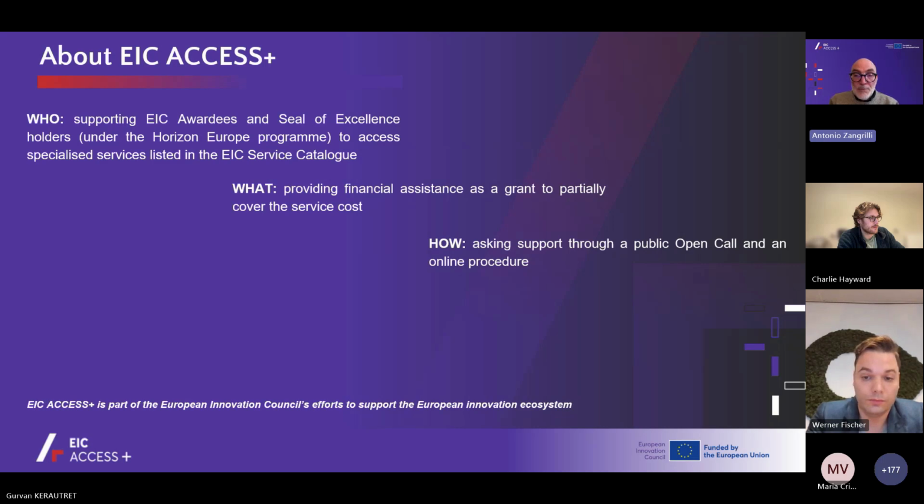Before asking for the grant, they have to register themselves to our network. The procedure is inside the EIC ACCESS Plus website, and they have to first register themselves, and then they can access the template to provide information to us, and then we will assess if they are eligible to receive the grant as stated in the project.